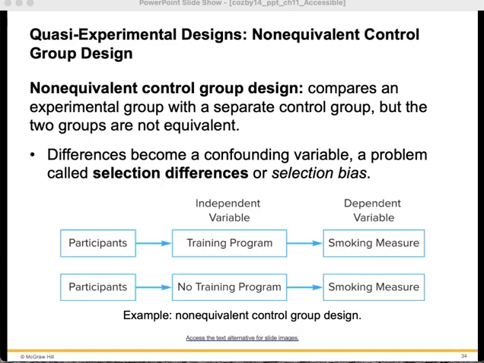The problem with selection differences arises because smokers who choose to participate may differ in some important way from those who do not. For instance, they may already be light smokers compared with the others and are more confident that a program can help them. So any differences between the groups on the smoking measure would reflect pre-existing differences rather than the effect of the relaxation training program. Okay.